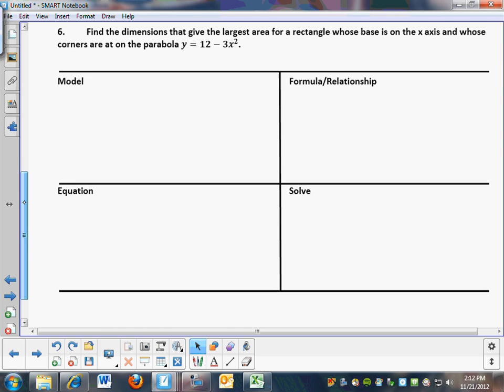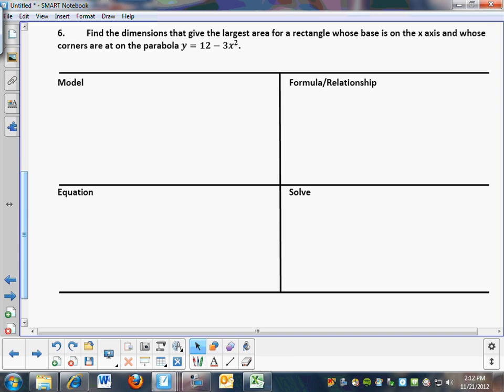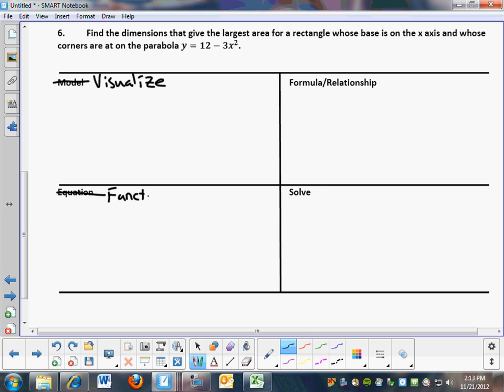We pick up with problem number 6. We use the graphic organizer. That's the only way I teach it. Overall, it is helpful. And so we start by visualize. Then we get a formula, we get a function, and then we graph it in this case. So that's what I'm going to do.